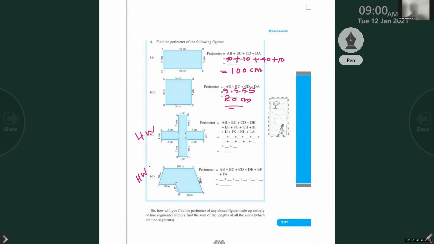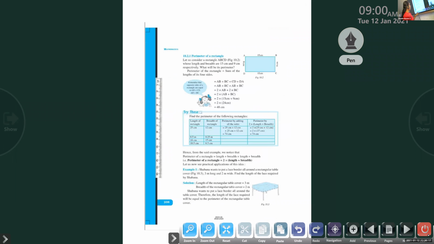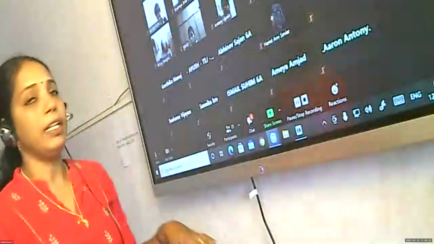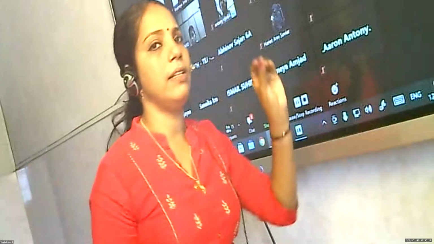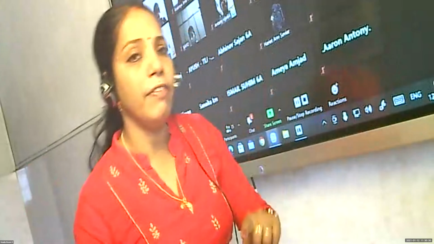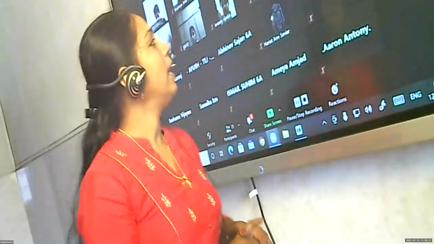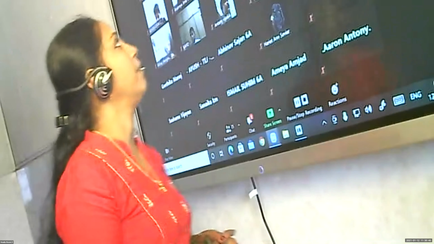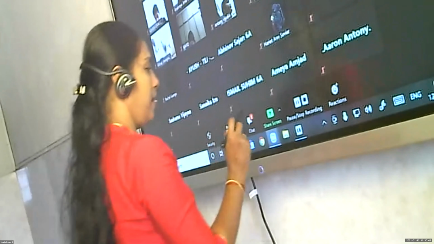It is easy. Okay, children, now we are going to derive the formula for the perimeter of the rectangle. See, children, when you get a figure, it is easy, but it is not a short way, because it is a lengthy way to calculate all the sides of all the figures. To reduce our effort, we are finding the formula of perimeter. Clear, children? Yes, ma'am.